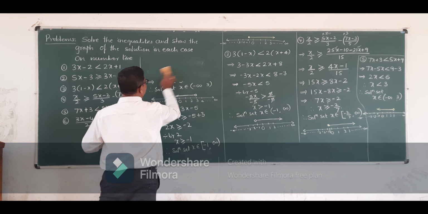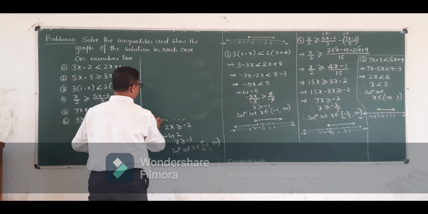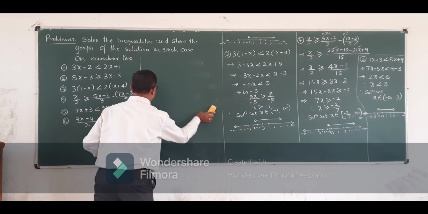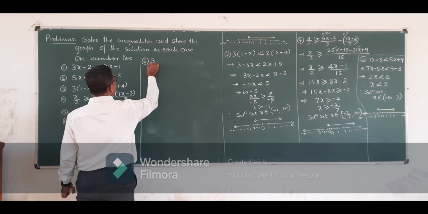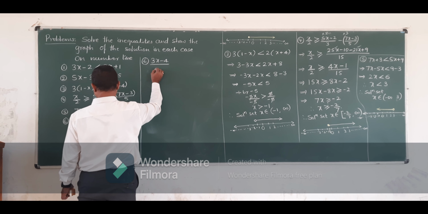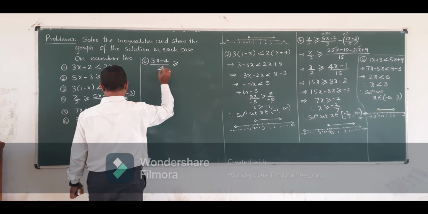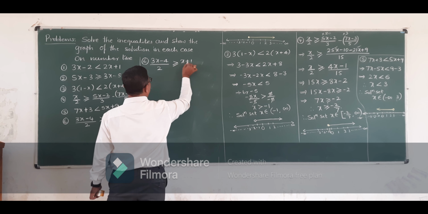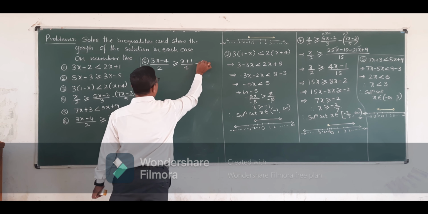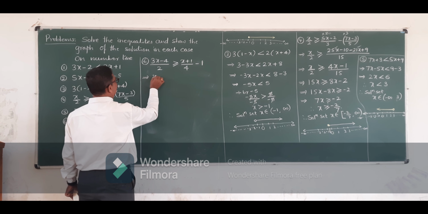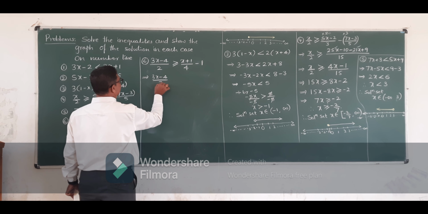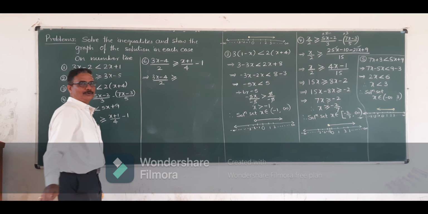Whereas problem number 6. Sixth problem. Problem number 6: 3x minus 4 divided by 2 more than or equal to x plus 1 divided by 4 minus 1. Simplify. This implies 3x minus 4 by 2 more than or equal to.